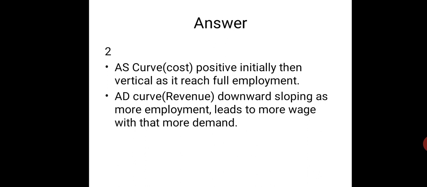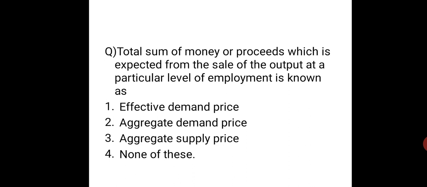Downward sloping: as more employment is there, there are more wages, that means more demand. So aggregate demand is downward sloping, that means more revenue. And the aggregate supply curve, which is from the part of suppliers or producers, initially will be positive, and after a particular level it will be vertical, because after a certain level all the resources have been fully employed, so you cannot increase the supply after a particular level. So aggregate supply will initially go upward, then it will go vertical to the y-axis. So the answer has to be 2. They are talking about aggregate demand price.